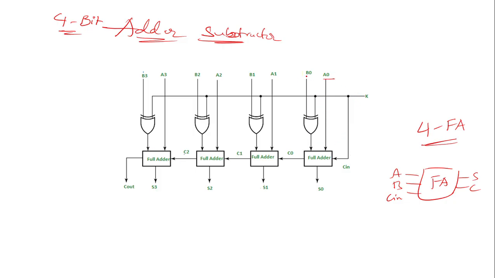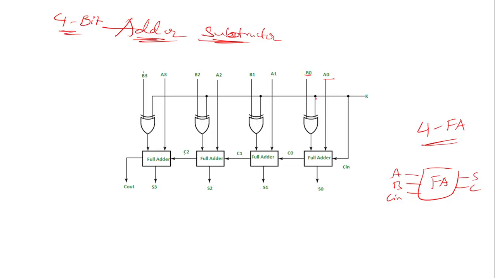First A0 and B0. B0 is not given directly to the full adder, because if you give it directly, it becomes an adder circuit only. But here we can operate it as an adder as well as a subtractor according to our application. So you give an XOR gate between B0 and the full adder.